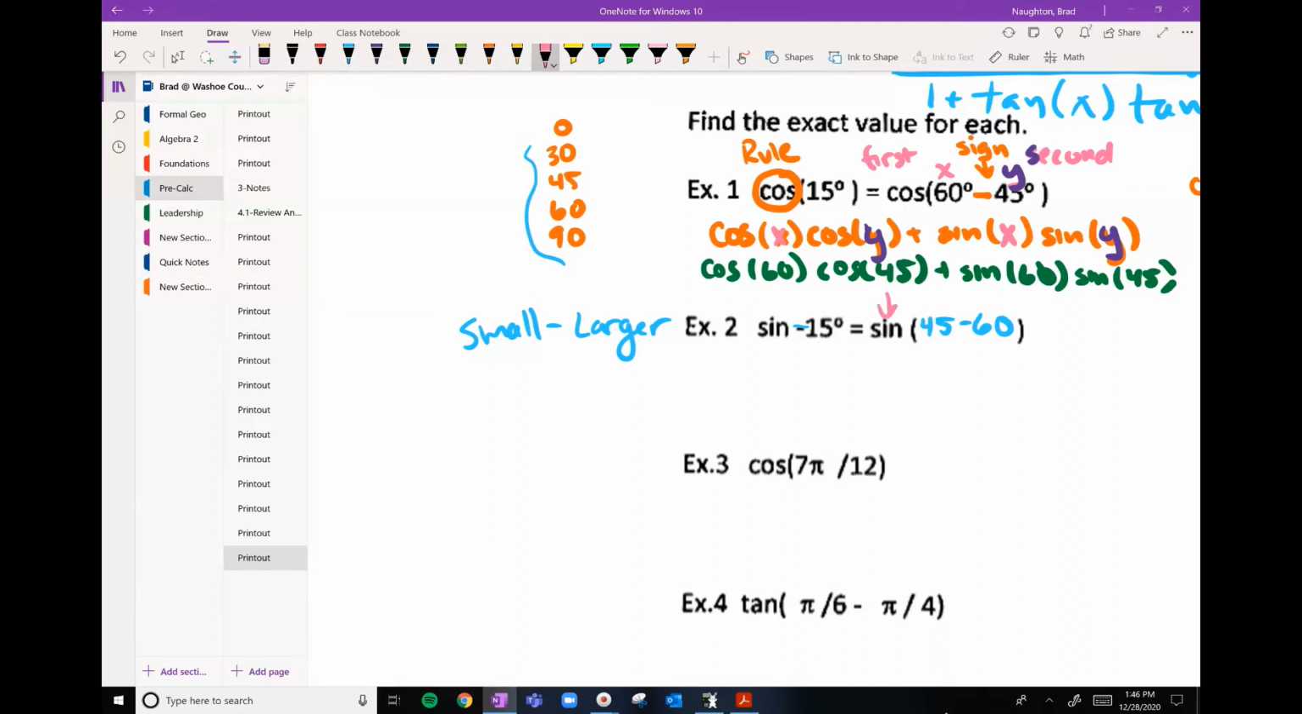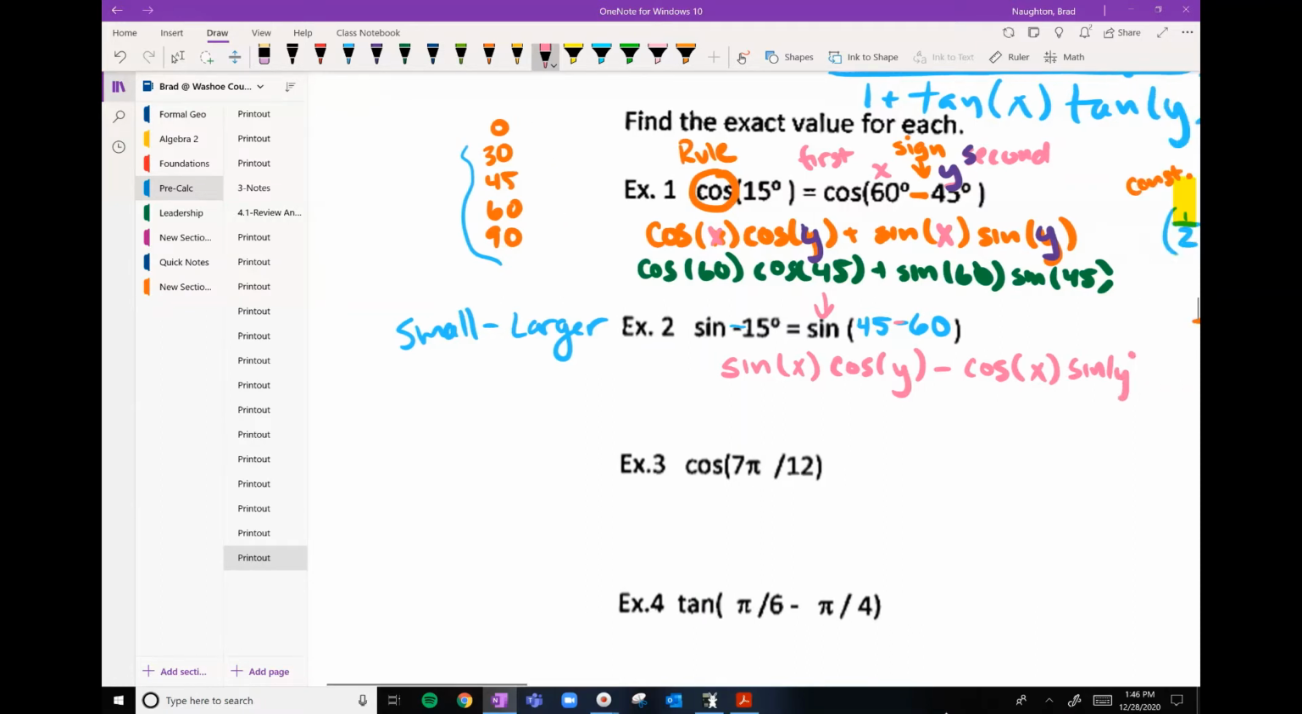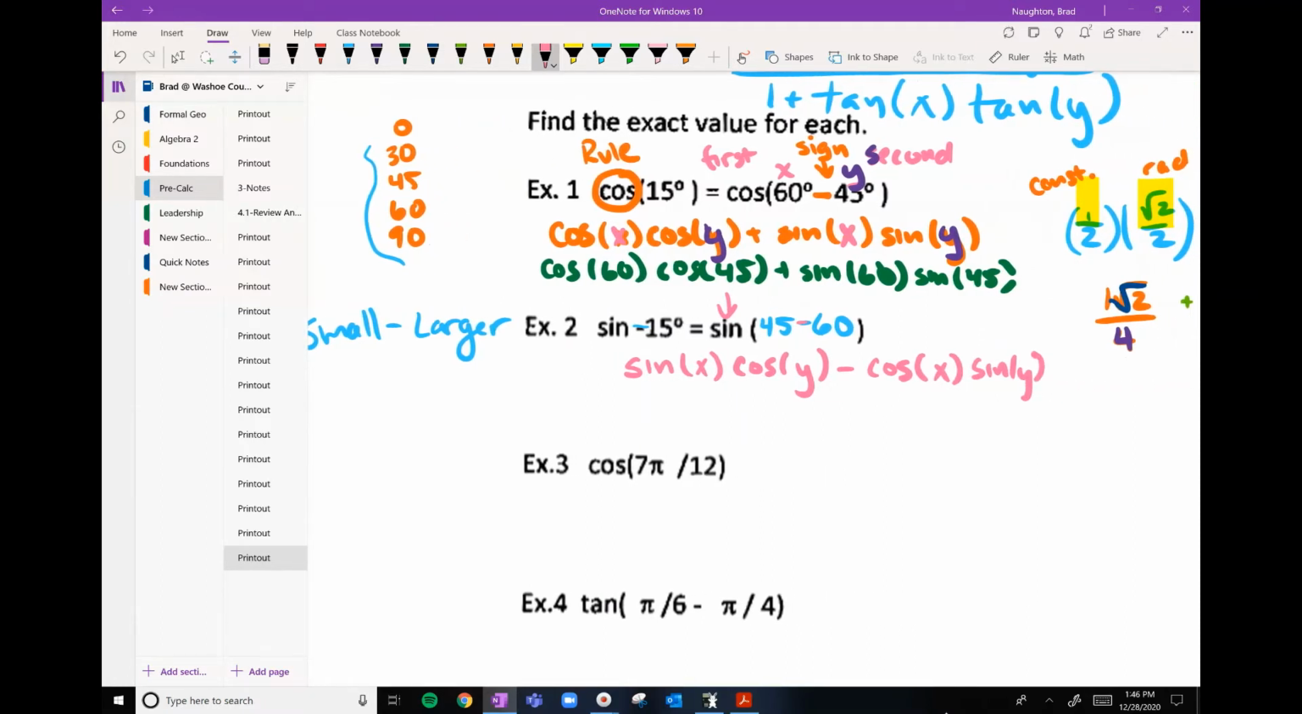This is a sine rule, so this is going to be the rule we're going to use. And then this is a negative, so that's the sine version that we're going to go ahead and do. So it's going to be the sine of x cosine of y, and then minus the cosine of x sine of y. I kind of like to remember that the cosines are on the inside for your sine rule and that your sines match. So this is minus, that's minus, and you're good to go.